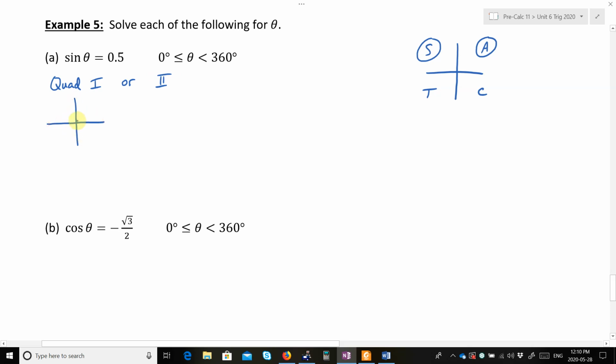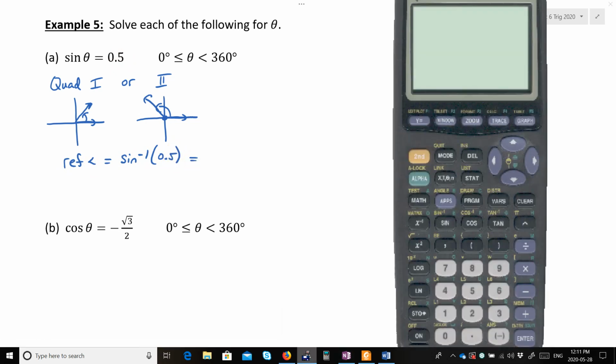So you can have an angle in here, or it could be an angle there. And so what we need is the reference angle, because using the reference angle you can get any of the angles in any of the quadrants. So the reference angle is sine inverse of the positive value to the right of the equal sign. It's already positive. So let's see what that is.